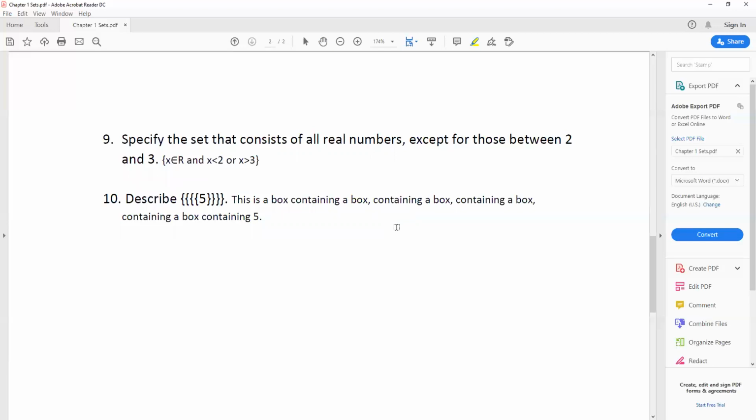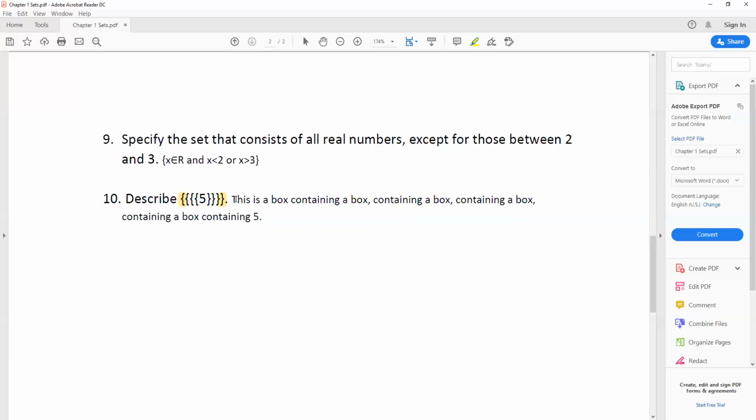Number 10, describe this situation. Well, we have 1, 2, 3, 4 sets of braces. And if we work our way from the outside to the inside, we could think of any pair of braces as a box. So this would be a box on the outside here. For some reason my highlighter is not wanting to cooperate. Okay, so that's a box.